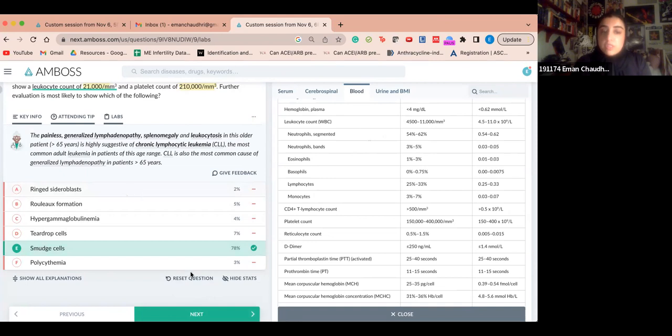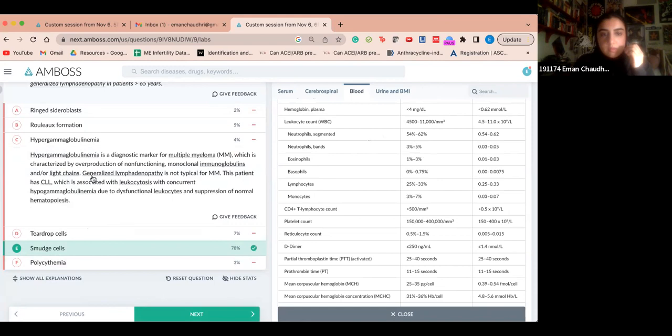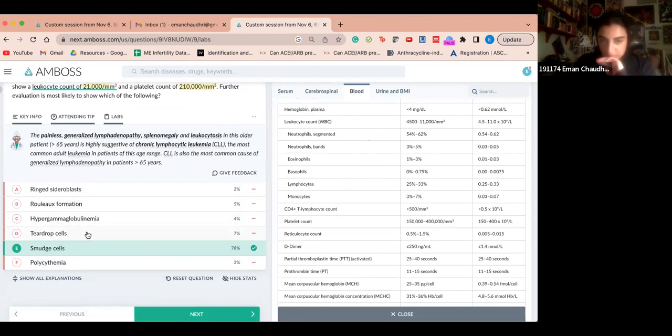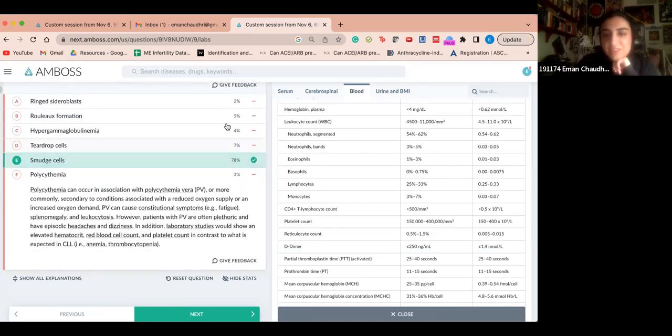Smudge cells. Where would you see rouleaux formation? Huda mentioned it earlier. Multiple myeloma, good. Okay, hypergammaglobulinemia, also multiple myeloma, okay? It's a diagnostic marker for multiple myeloma. You remember, you're gonna see that monoclonal M spike. Teardrop cells, where are you gonna see that? Myelofibrosis, perfect. Smudge cell, CLL, polycythemia, you're gonna see in polycythemia vera, right?